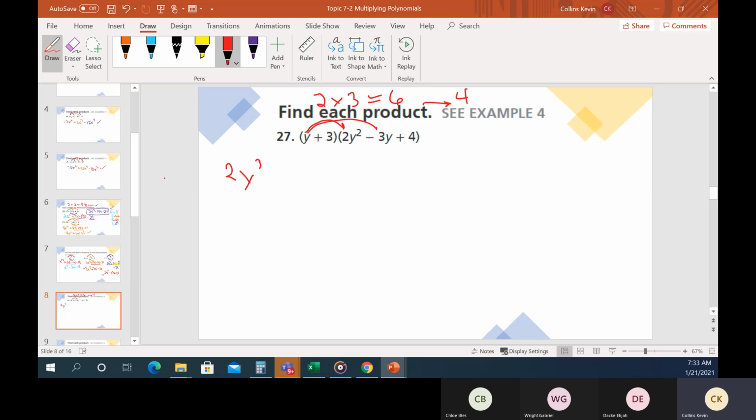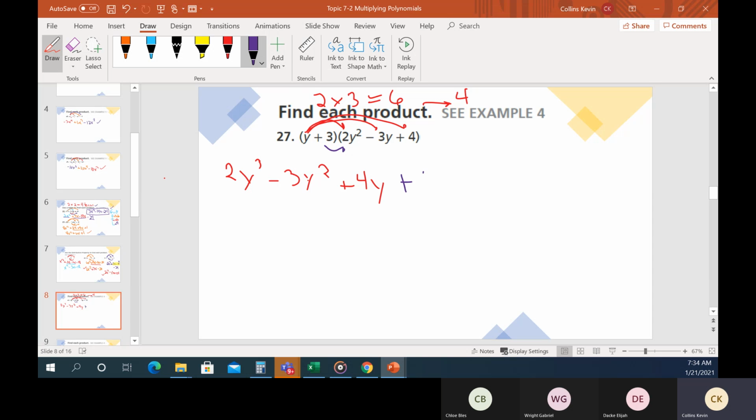Then we do the same thing here. We go y times minus 3y. So 1 times minus 3, that's going to be minus 3. And then we go y to the first, y to the first is y to the second. Okay. Then we do y times 4. So that's just 4y. Okay. Then we move to the 3. So we do 3 times 2y squared.